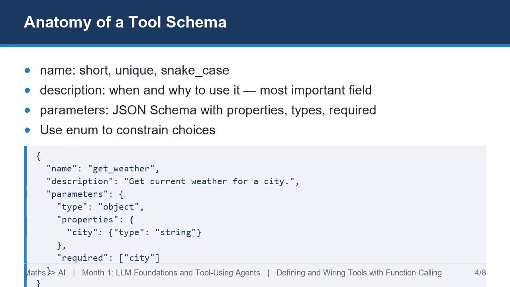A tool is described with JSON Schema. The name is a unique identifier. The description is the most important field, it tells the model exactly when and why to use the tool, so write it carefully. The parameters object defines each argument with its type and which ones are required. Use enums to restrict values to valid options, which dramatically reduces invalid calls.